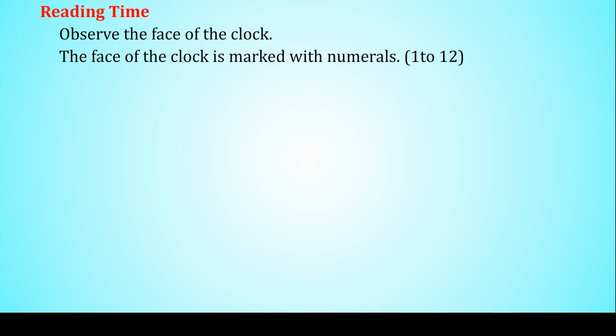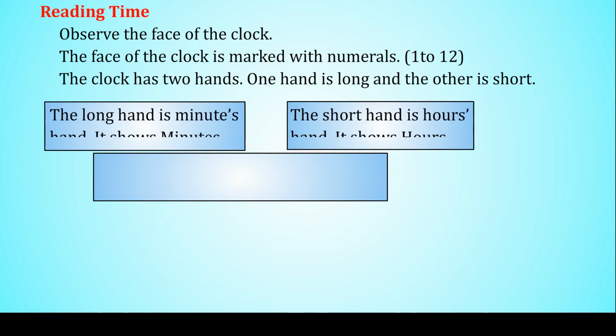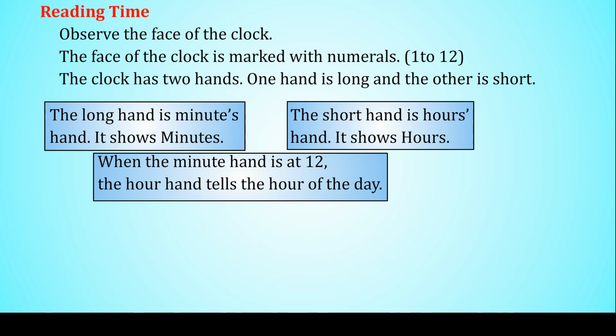The face of the clock is marked with numerals 1 to 12. The clock has two hands. One hand is long and the other is short. The long hand is the minutes hand. It shows minutes. The short hand is the hours hand. It shows hours.